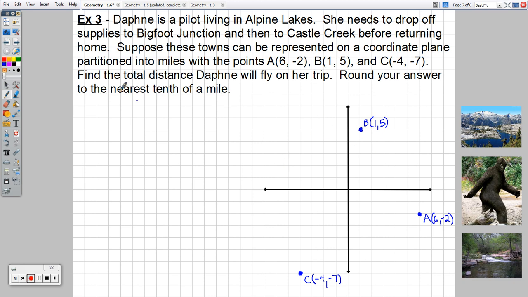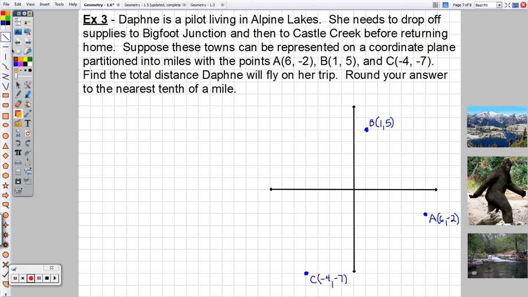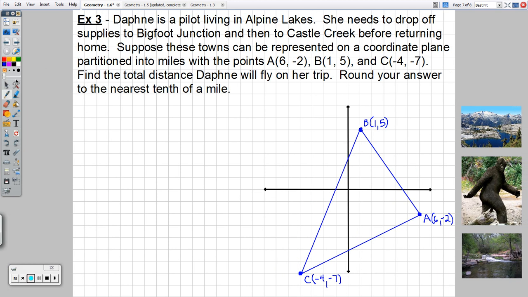So she lives in Alpine Lakes. That means she's going to start there. So this is where her plane is. She's going to fly out of here to, use blue for this, to Bigfoot Junction first. So she goes there first, and then she flies to Castle Creek from Bigfoot Junction. And after that, she returns home. So we would take this path to do that. And from there, we should be able to find our answer.